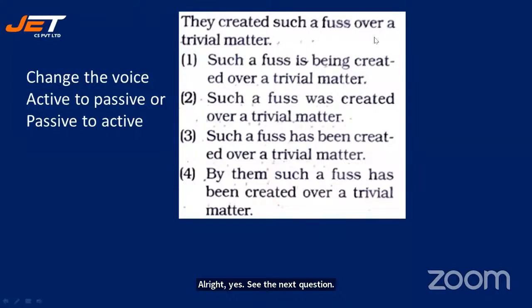They created such a fuss over the trivial matters. So they created such a fuss over the trivial matter. All right. So 4 options are given. Option 1. Such a fuss is being created over a trivial matter. Option 2. Such a fuss was created over a trivial matter. Option 3. Such a fuss has been created over a trivial matter. Option 4. By them, such a fuss has been created over a trivial matter.